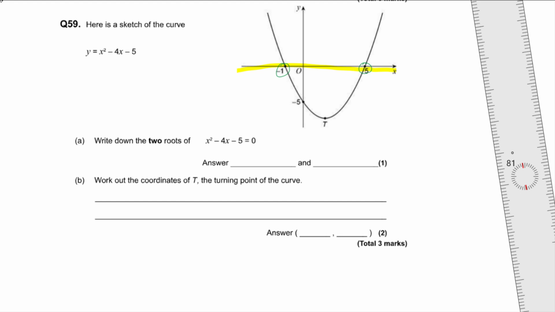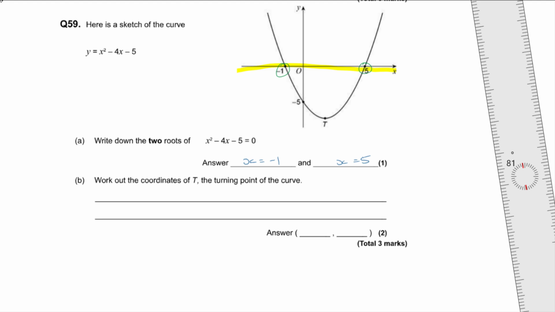You just need to read them off the graph. So x equals minus 1, and x is equal to 5. Part B says work out the coordinates of T, the turning point of the graph. Okay, so the lowest point on the graph, there's different ways you can do this.